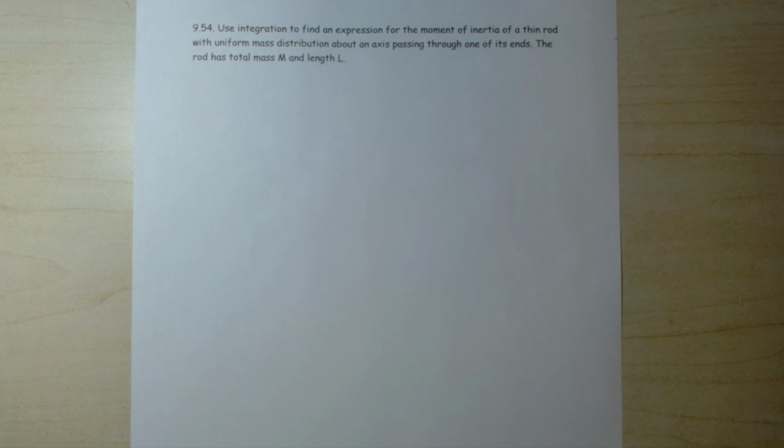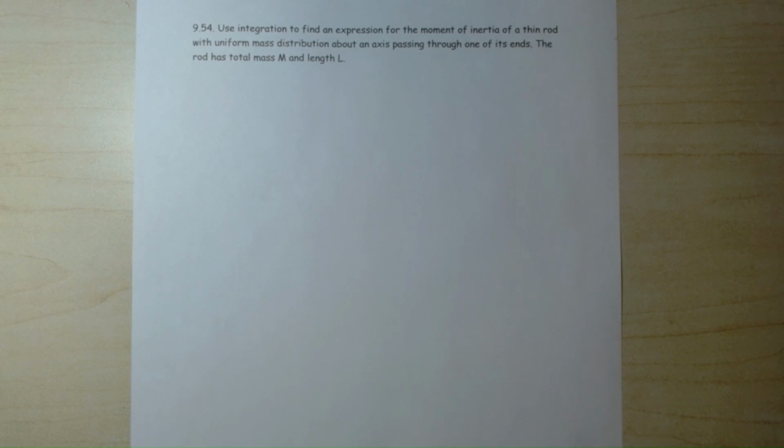So this one is adapted from Chapter 9, Problem 54 from the university's physics textbook, and it says, use integration to find an expression for the moment of inertia of a thin rod with uniform mass distribution about an axis passing through one of its ends. The rod has total mass m and length L.